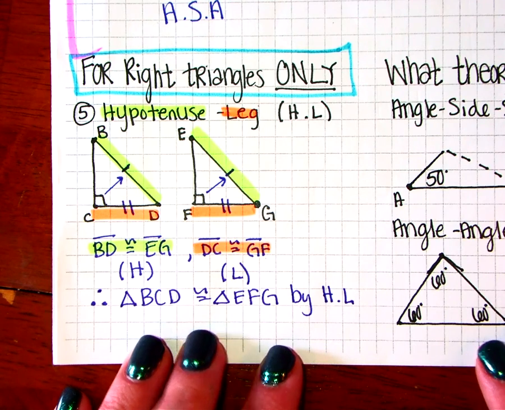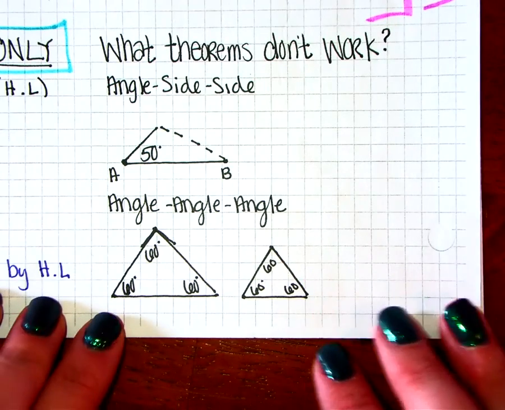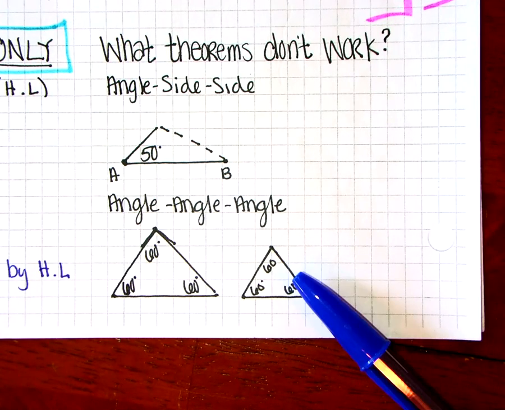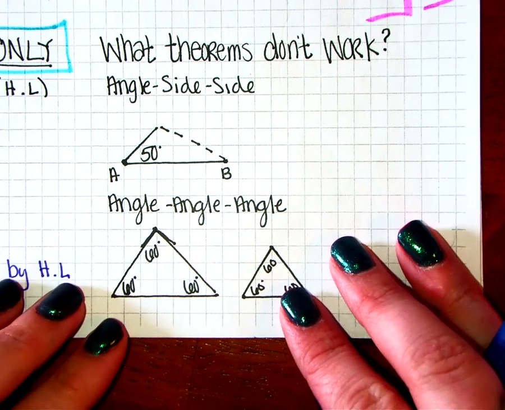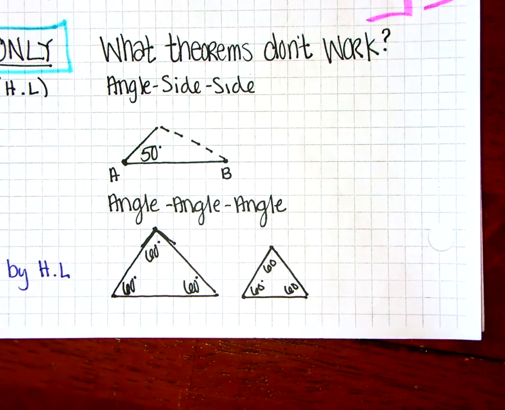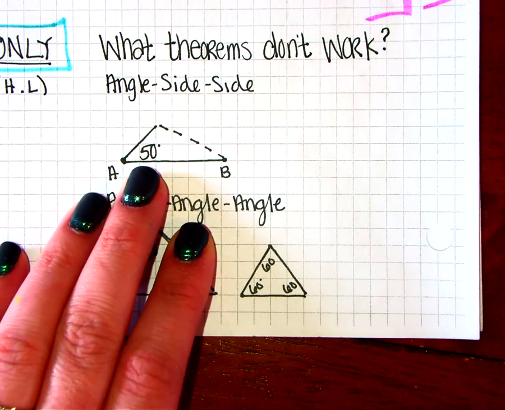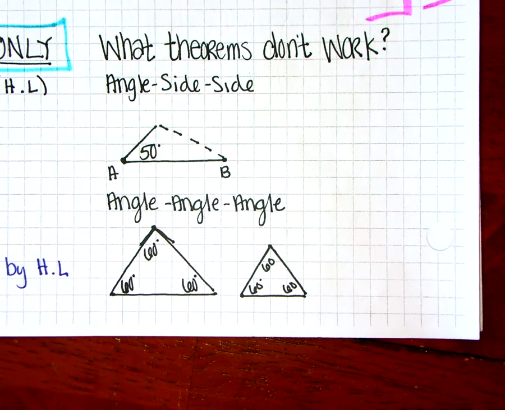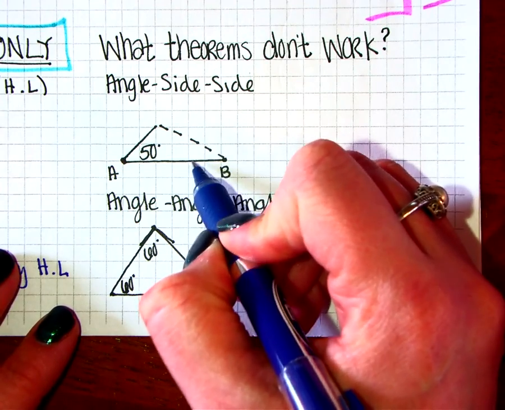All right, so let's go ahead and talk through the theorems that don't work. The theorems that don't work here, we've got angle, side, side, and angle, angle, angle. Most of us think, okay, well, side, side, side's a theorem, so angle, angle, angle must be a theorem, or angle, side, side must be a theorem. So for angle, side, side, the reason that it does not work is because you have to have a restricted angle over here.